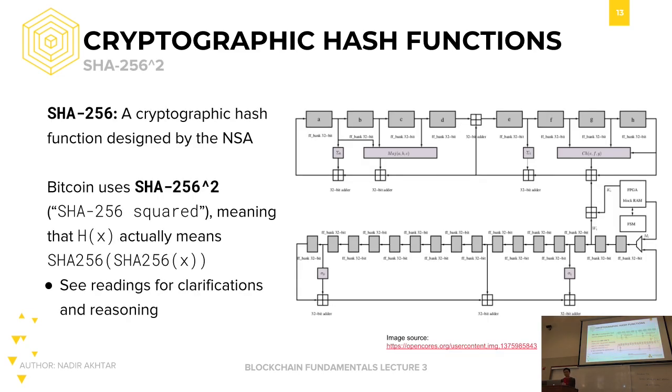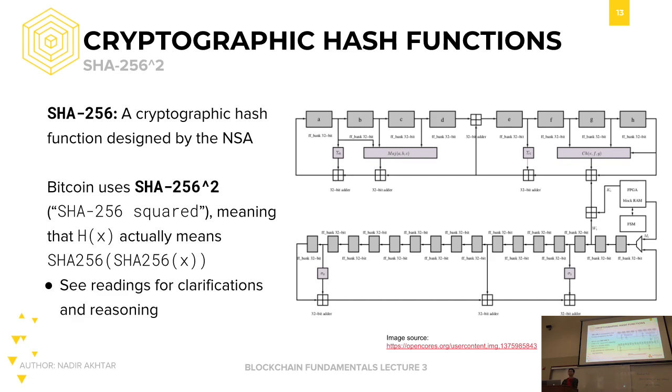So the specific cryptographic hash function that Bitcoin uses is SHA-256. It's a function designed by the NSA. It takes input of arbitrary length and it outputs an output of 256 bits. Specifically in Bitcoin, they use what's called SHA-256 squared, which is basically they take the output of your SHA-256 function and they SHA-256 it again. That's a design choice by the Bitcoin developers, but that's what Bitcoin uses as its cryptographic hash function.